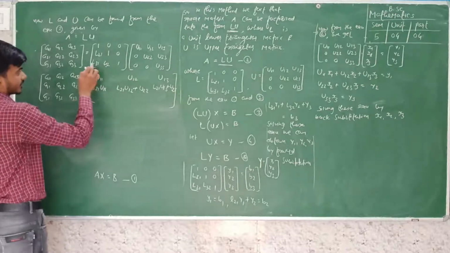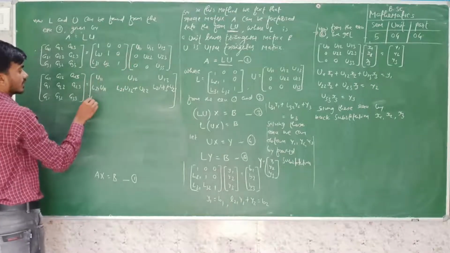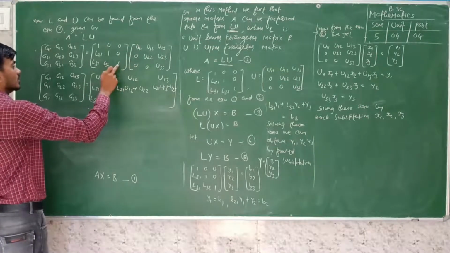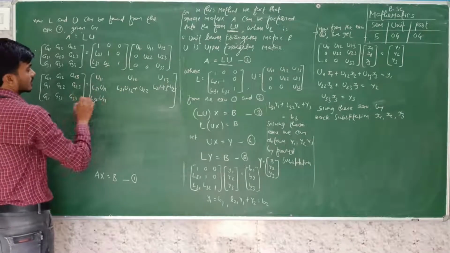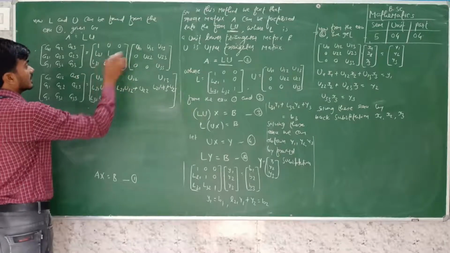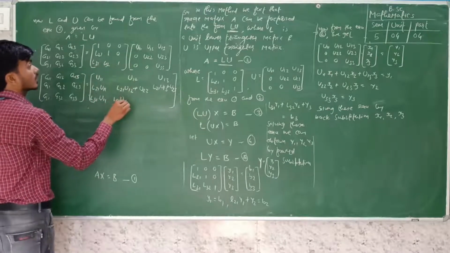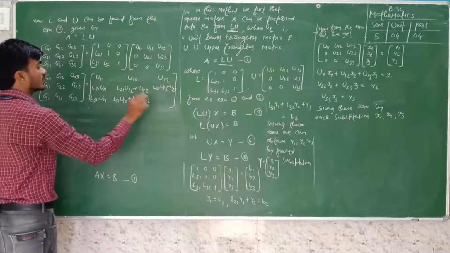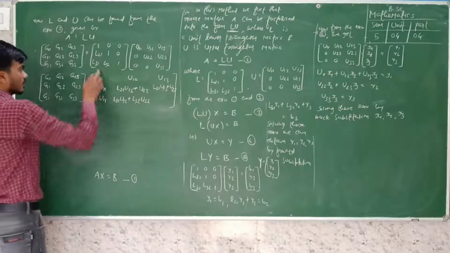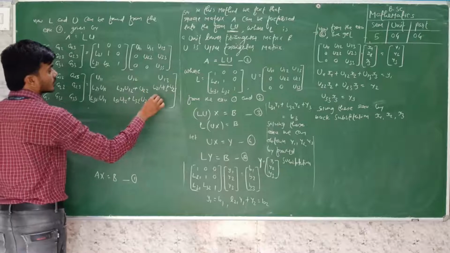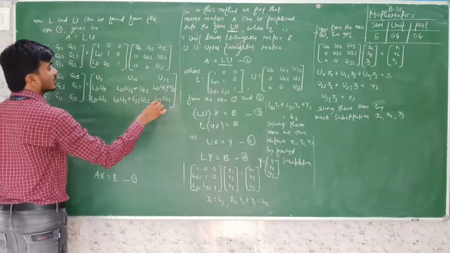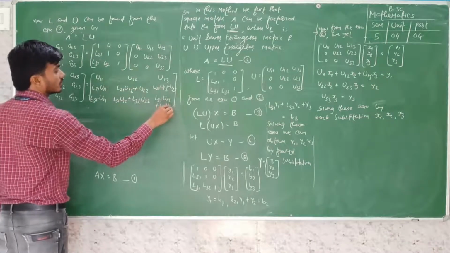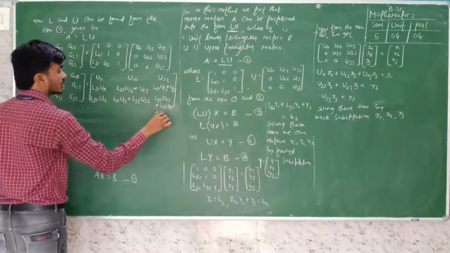Here third row and first column: L31 into U11 plus L32 into 0 plus 1 into 0, that means 0. Third row and second column: L31 into U12 plus L32 into U22 plus 1 into 0, that means 0. Third row and third column: L31 into U13 plus L32 into U23 plus 1 into U33.